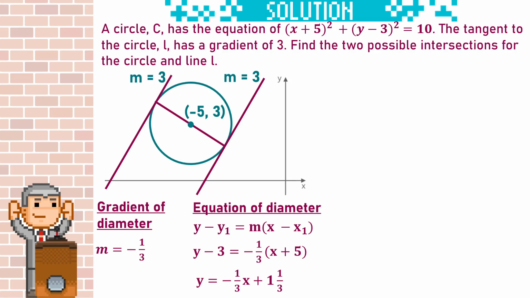Now I'm going to label on the two intersections we're looking for as A and B, and we need to find the coordinates of A and B.